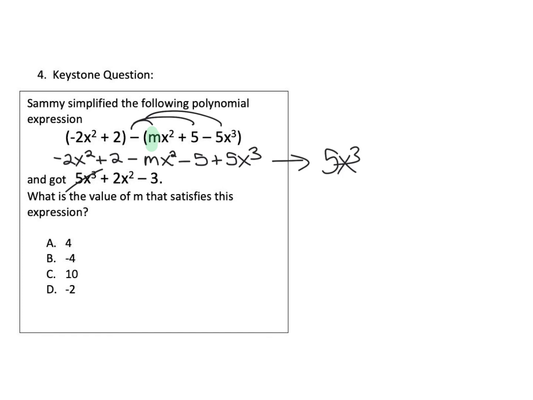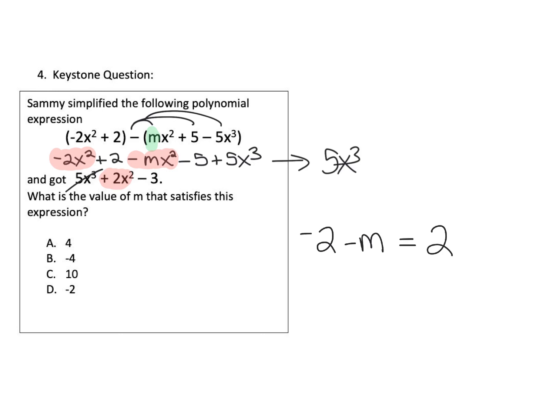Next would be the x squared terms. When I go to combine them, I would have this -mx squared and this -2x squared. And what do I know? I know when Sammy combines them that he gets positive 2x squared. So when I'm combining things, remember you're just combining your coefficients. So I know that -2 minus m has to equal positive 2. Let me say that again. -2 minus m has to equal the answer that Sammy got of positive 2.